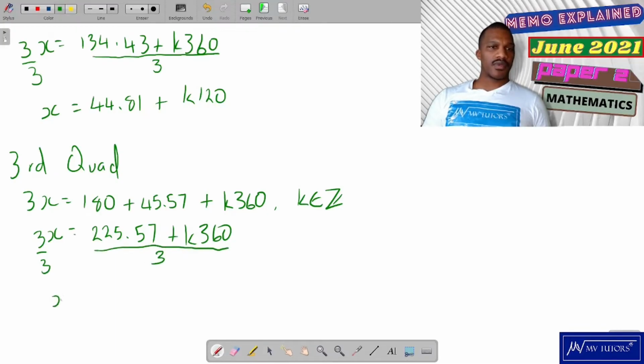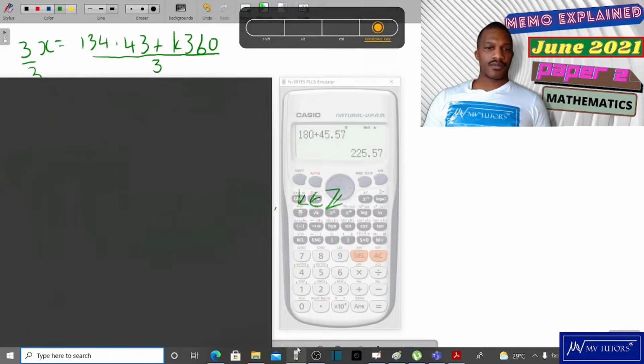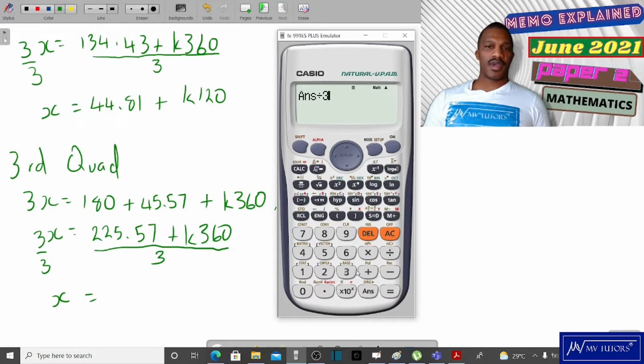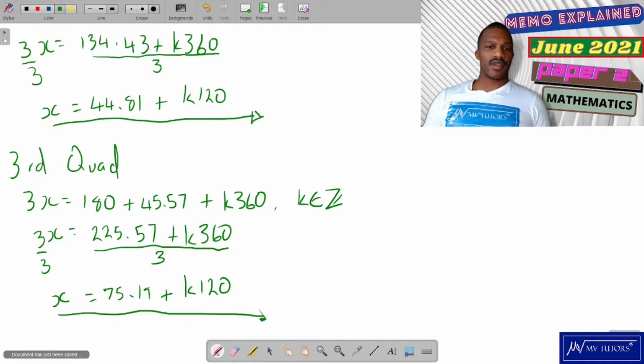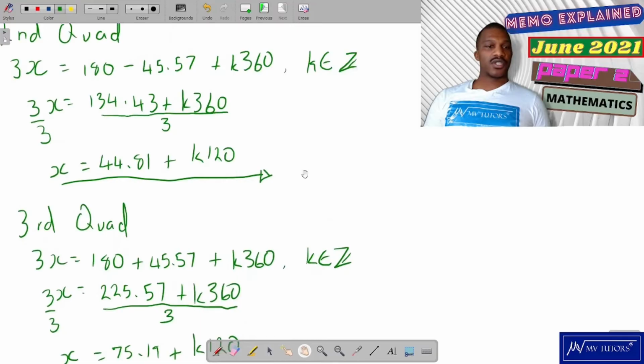like that, and then we'll be left with x is equal to... need that calculator again. So we'll divide this by 3, and then we have 75.19. Okay, 75.19 plus k 360 divided by 3 is 120. So these are my two answers, my general solutions right over there. That's it. Let's go check out the next question now.